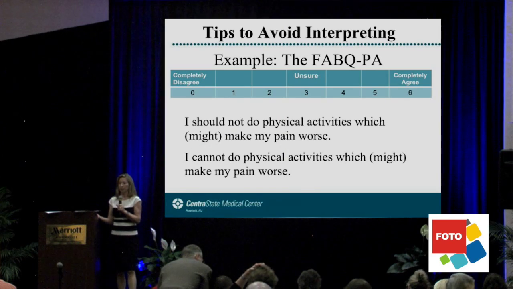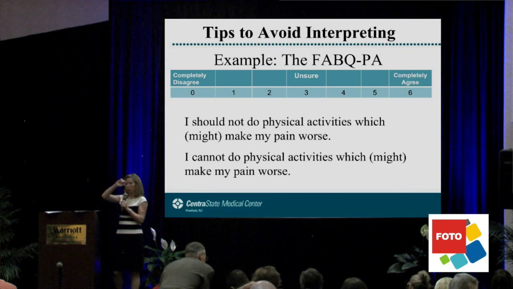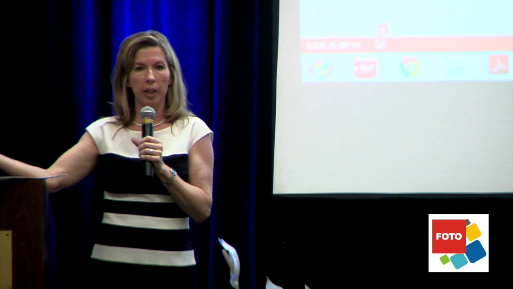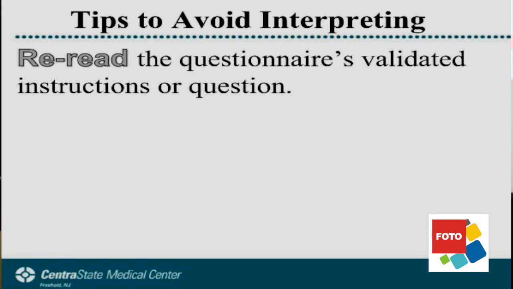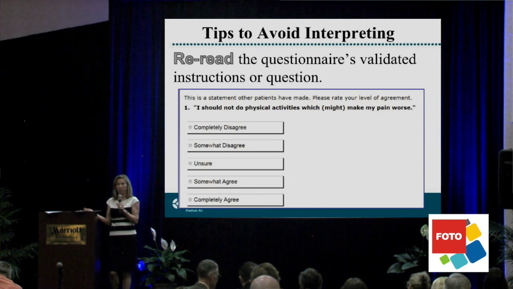So the FABQ: "I should not do physical activities which might make my pain worse," or "I cannot do physical activities which might make my pain worse," as a couple of examples. And they have the rating scale from 0 to 6. So if we apply the reread, re-emphasize, objectively restate, one thing you can do is, whatever's on the computer screen, it's okay to help the person by saying, okay, Mr. Smith, it's asking you to rate your level of agreement with this statement.